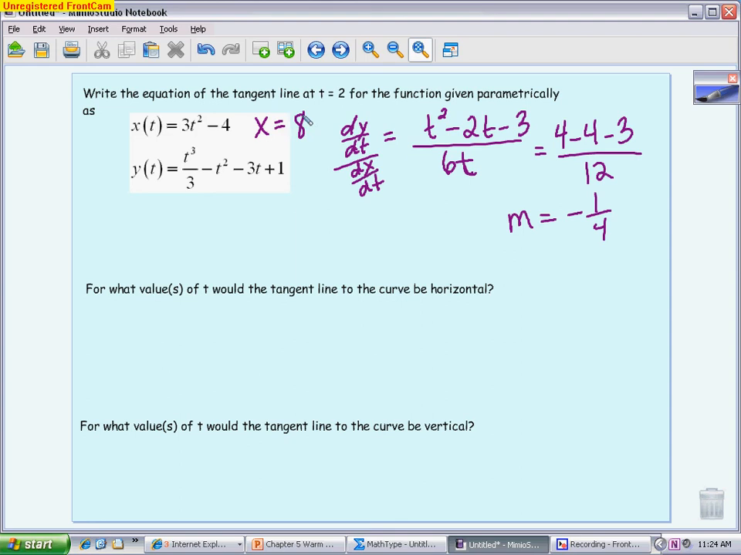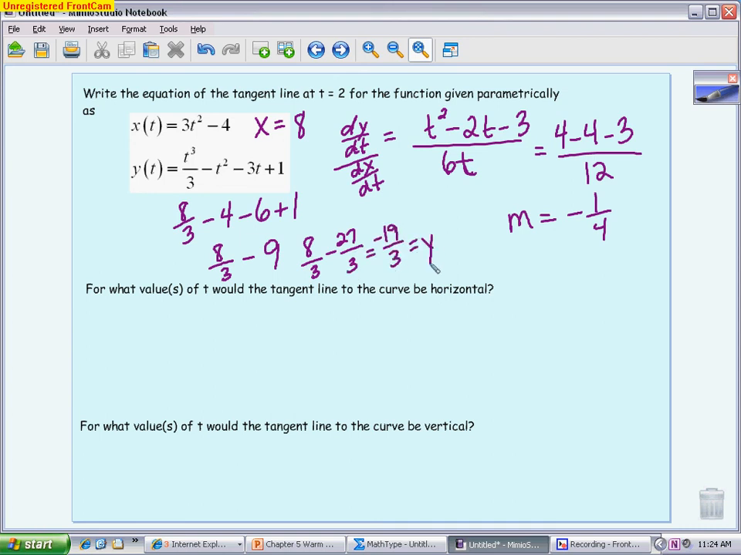And then if I put 2 in the bottom one, this one's going to be a little messier with a fraction. 2 cubed is 8, so I have 8 over 3 minus 4 minus 6 plus 1. Which is 8/3 minus 10 plus 1 minus 9. I'm going to get it all in thirds, so I have 8/3 minus 27/3. So I get negative 19/3.